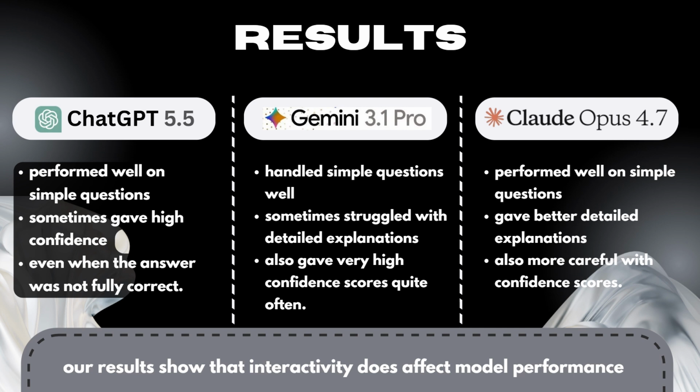Overall, our results show that interactivity does affect model performance. C3 may not always be more accurate, but it is more transparent because we can see the reasoning, evidence, and interactions behind the answer.